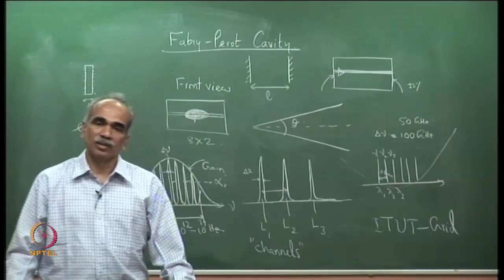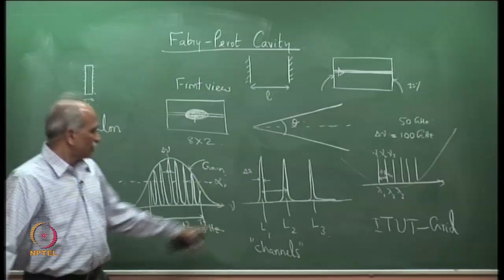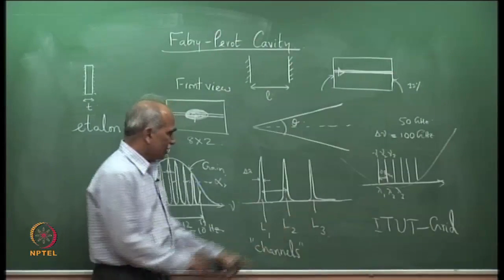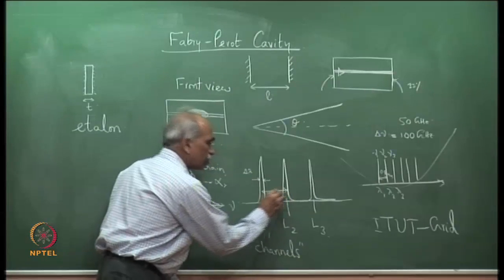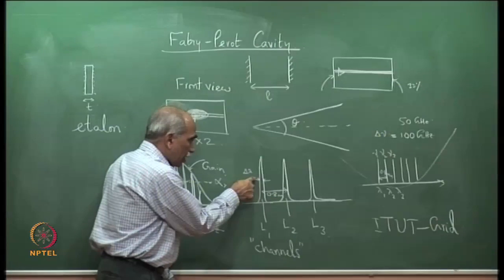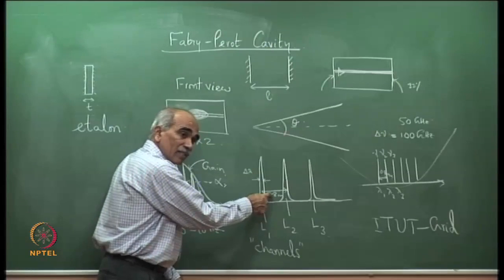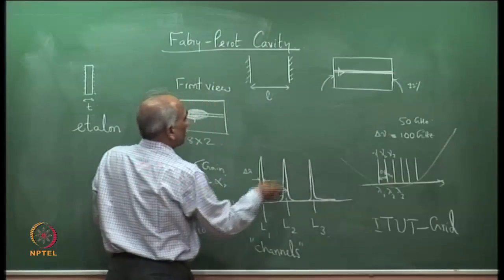Communication channel means a frequency over which you send signals. So, these are wavelengths which are separated by 0.8 nanometer. Therefore, the individual laser's line width delta lambda should be much smaller than this, otherwise they will simply overlap. It will be like this.